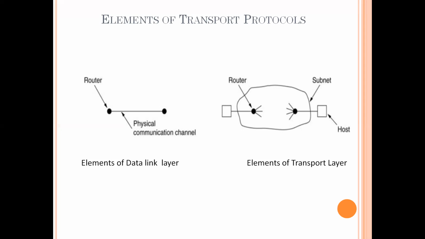The physical channel exists in the data link layer, whereas in the transport layer it is replaced by the entire subnet. In the data link layer, there is no explicit addressing of the destination, whereas in the transport layer, it requires explicit addressing of the destination. Buffering and flow control are needed in both layers. But the presence of a large and dynamically varying number of connections in the transport layer may require a different approach than we use in the data link layer.